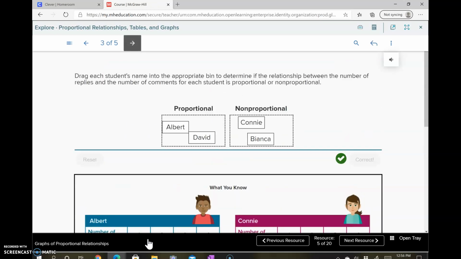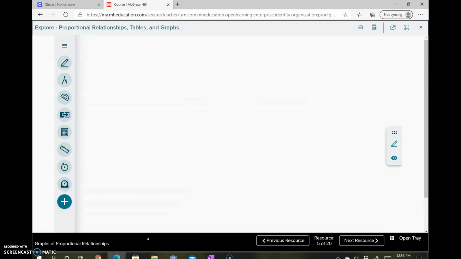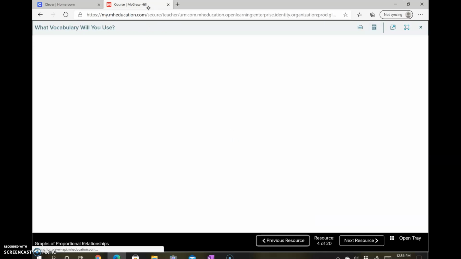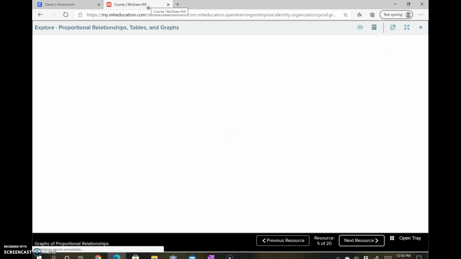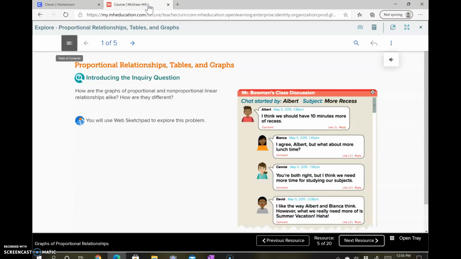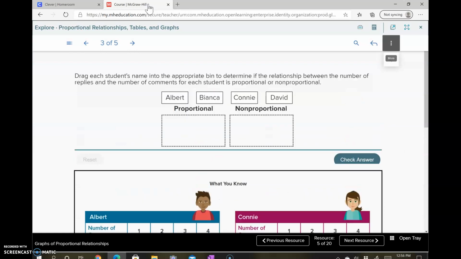So it says drag each student's name into the appropriate box and bin to determine if the relationship... where did it go? Oh no. Nope. I want to go previous resource. Hold on. It just totally disappeared on me. Next resource. There we go. We were on slide 3. Did it reset? It did reset.